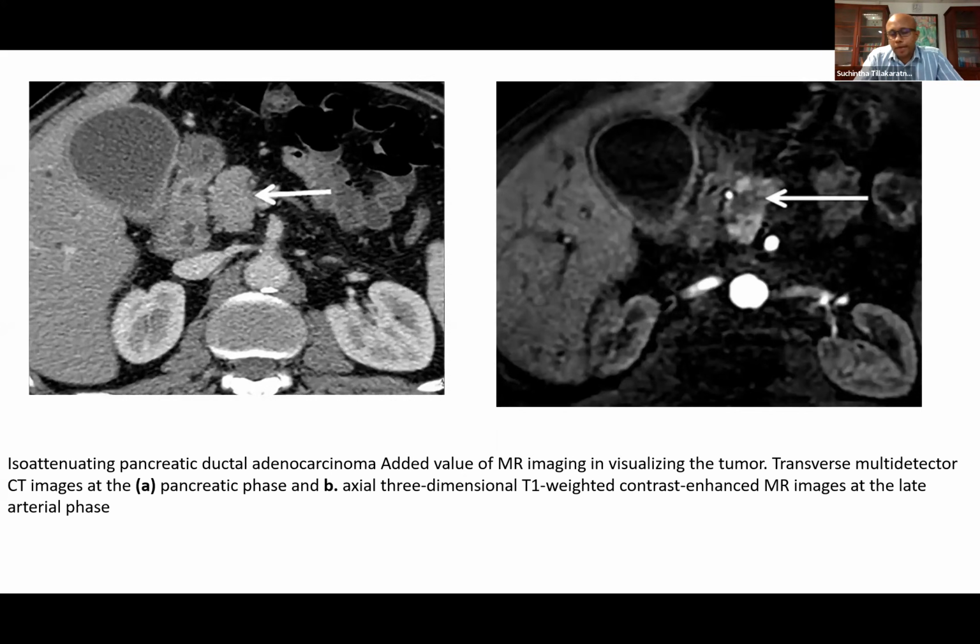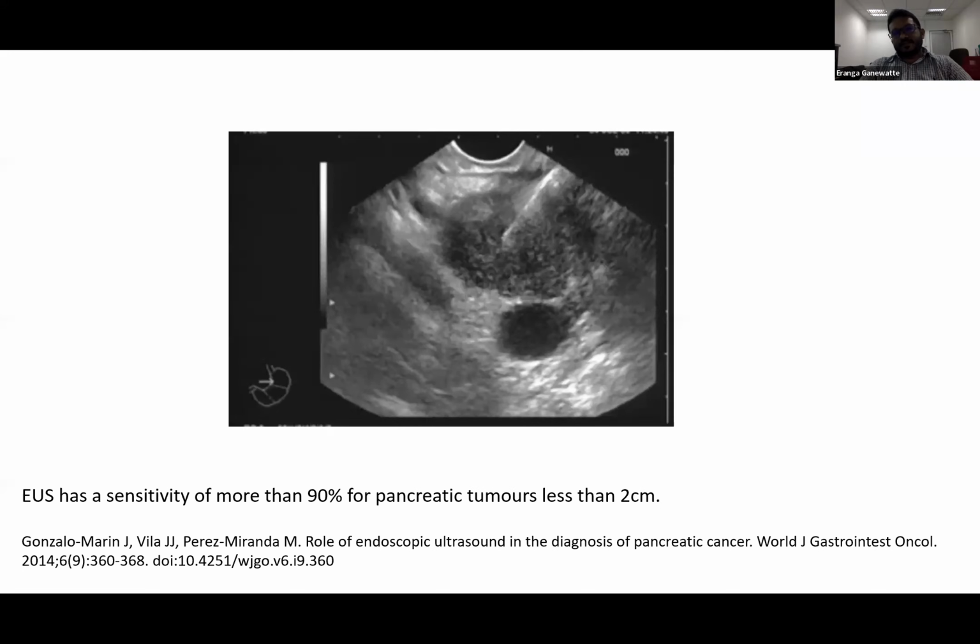And how sensitive is the pancreatic protocol CT in detecting liver mets? Yes, as with a CT abdomen, if the lesions are big enough, you can detect liver lesions. There won't be much difference between the pancreatic protocol and the routine CT in detecting liver mets. But tiny ones, then you have to do an MRI.